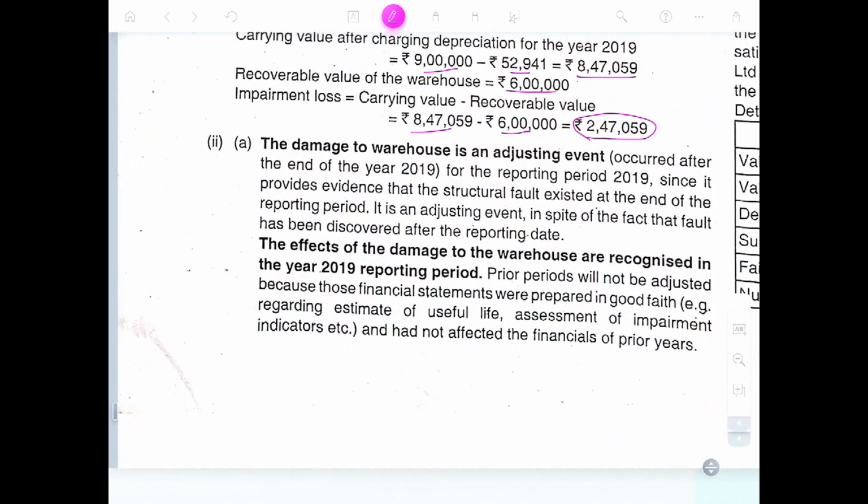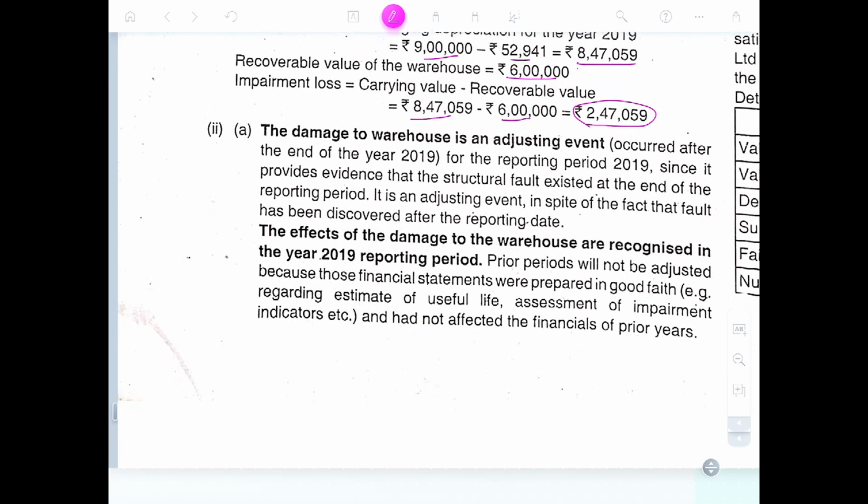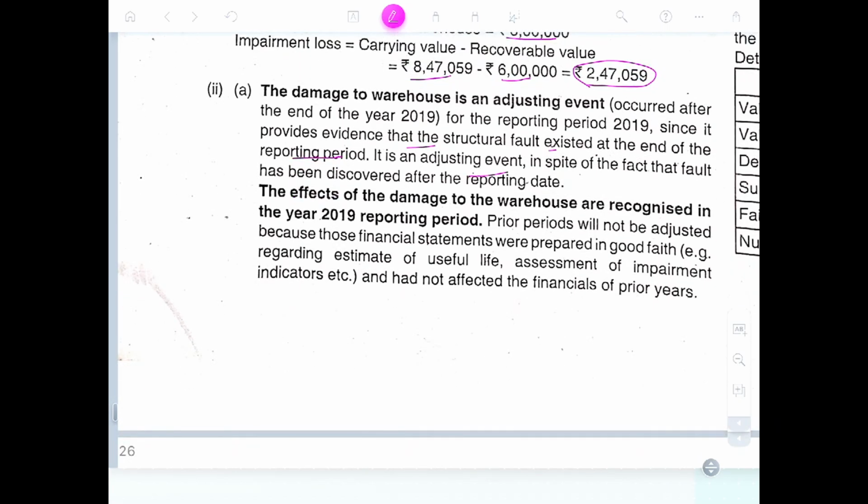And damage to the warehouse occurs after the end of the reporting period, since it provides evidence that a structural fault existed at the end of the reporting period, it is an adjusting event.